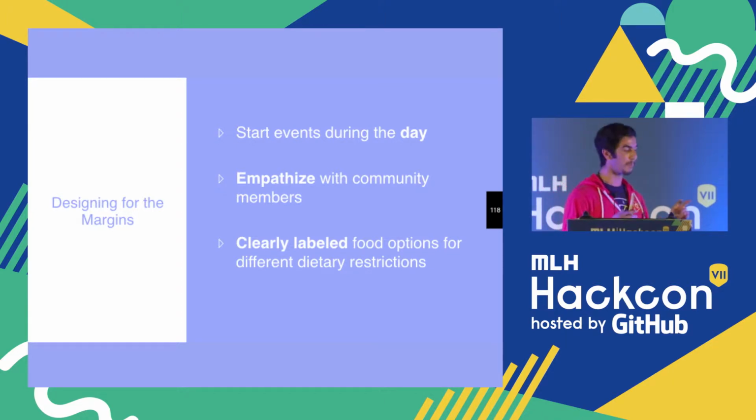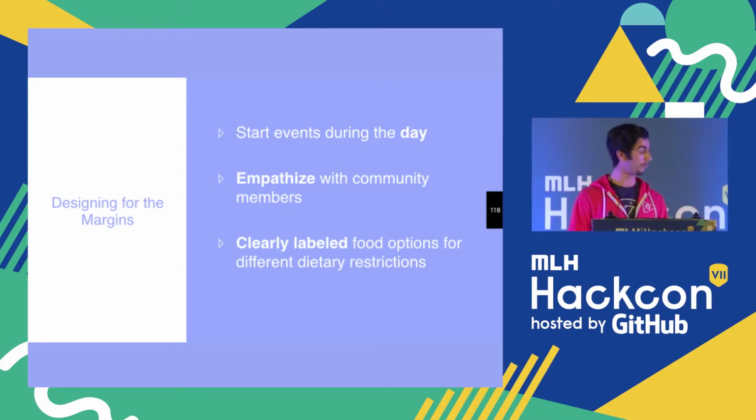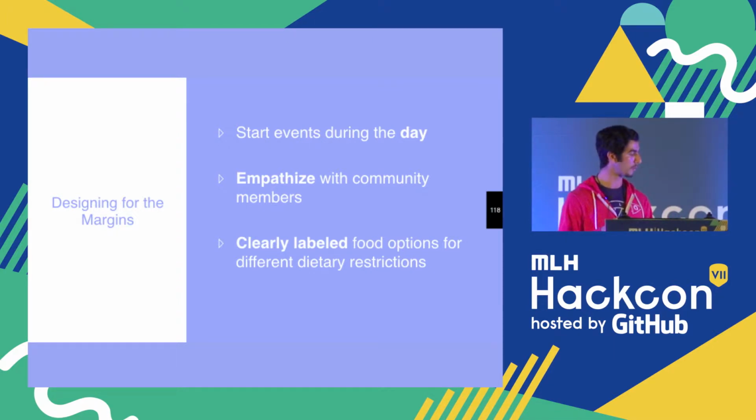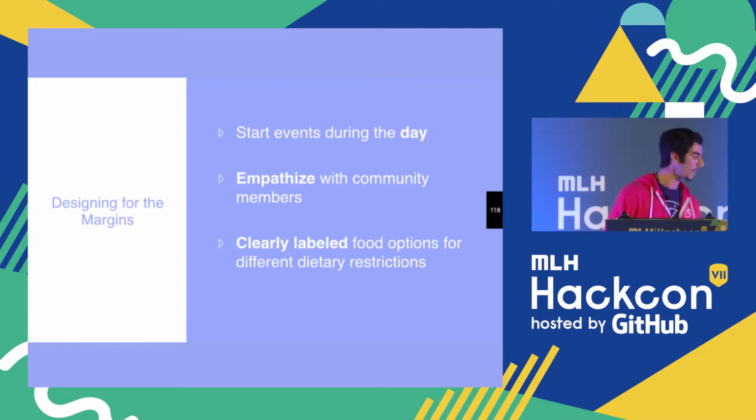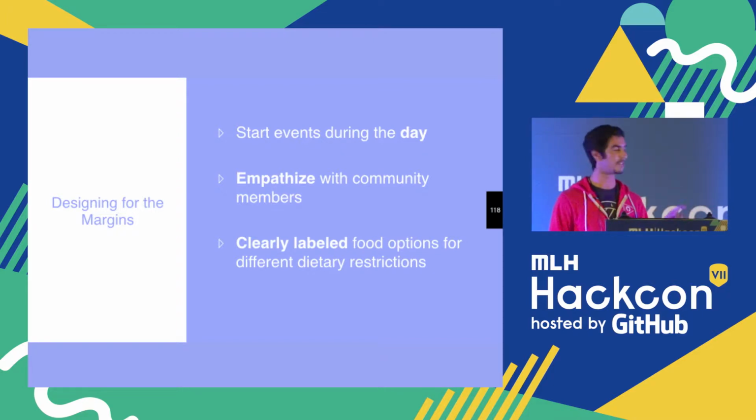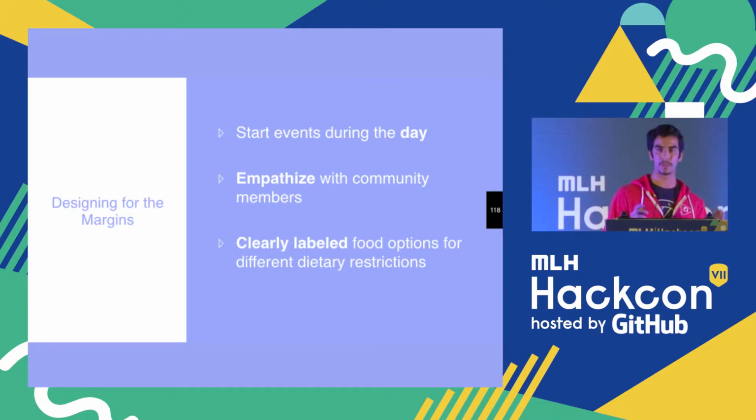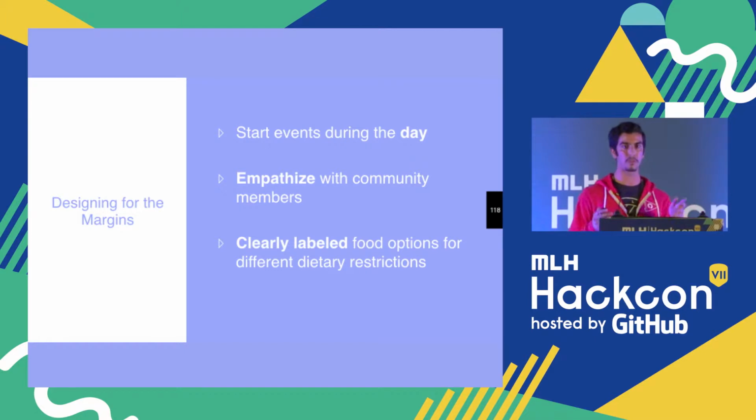The second thing is to empathize with community members. Like I just said, maybe you don't need something, but someone else does. So it's important to understand all the different community members that you're dealing with and understand their different experiences and needs. And the third thing, and probably the biggest thing, is clearly labeled food options for different dietary restrictions. That is one of the biggest things you could do because it helps people feel comfortable with what they're eating, and it allows community members to make informed decisions and to see whether or not it fits their dietary restrictions.